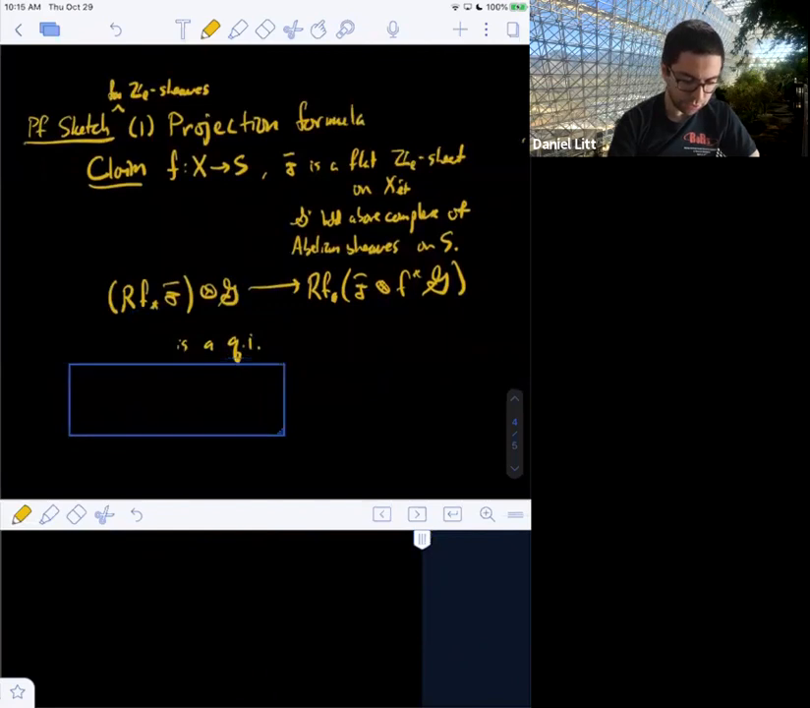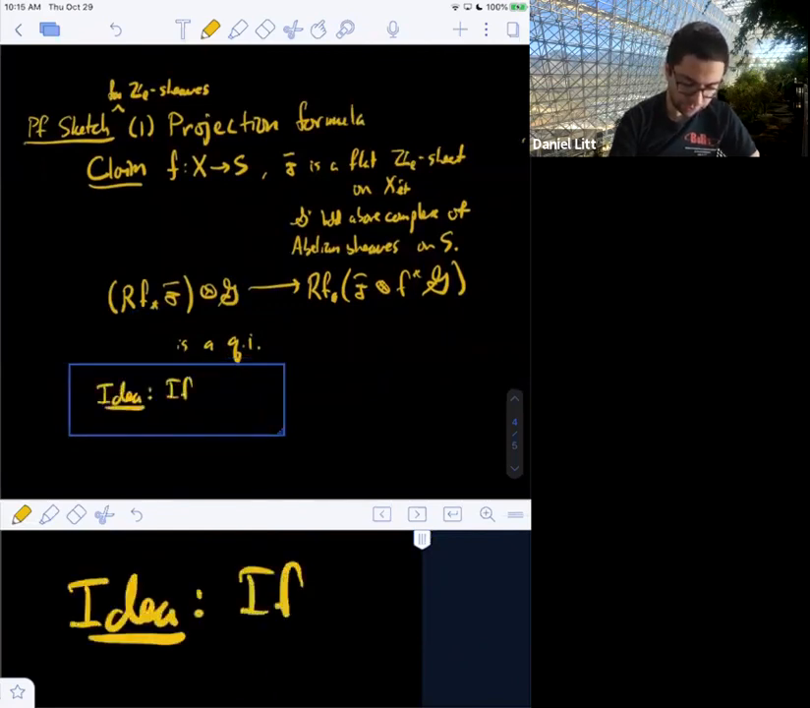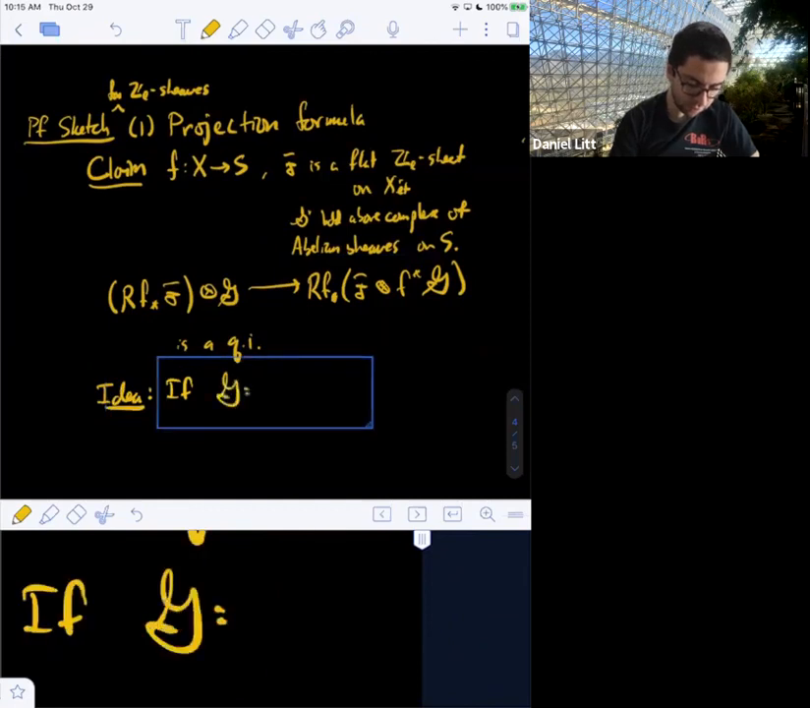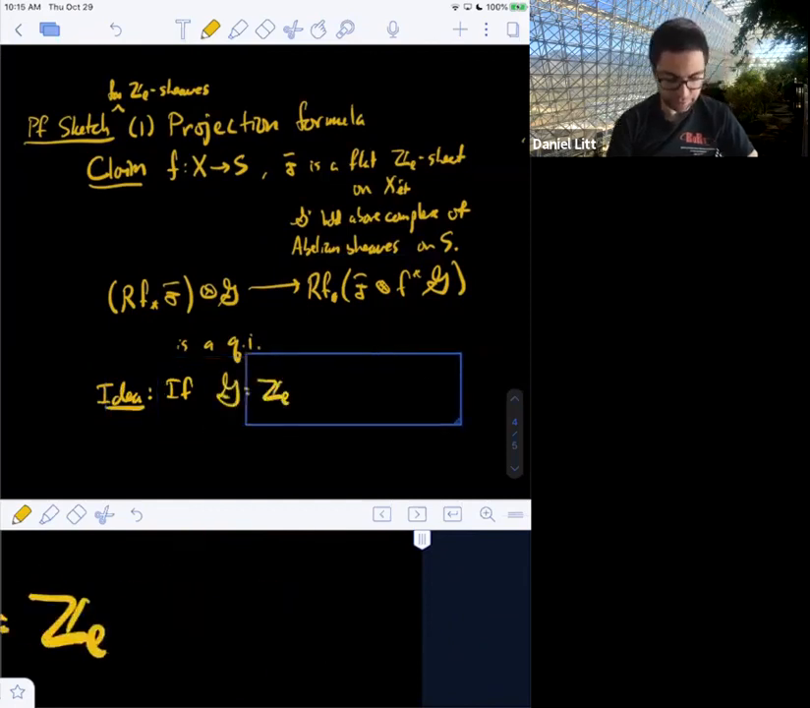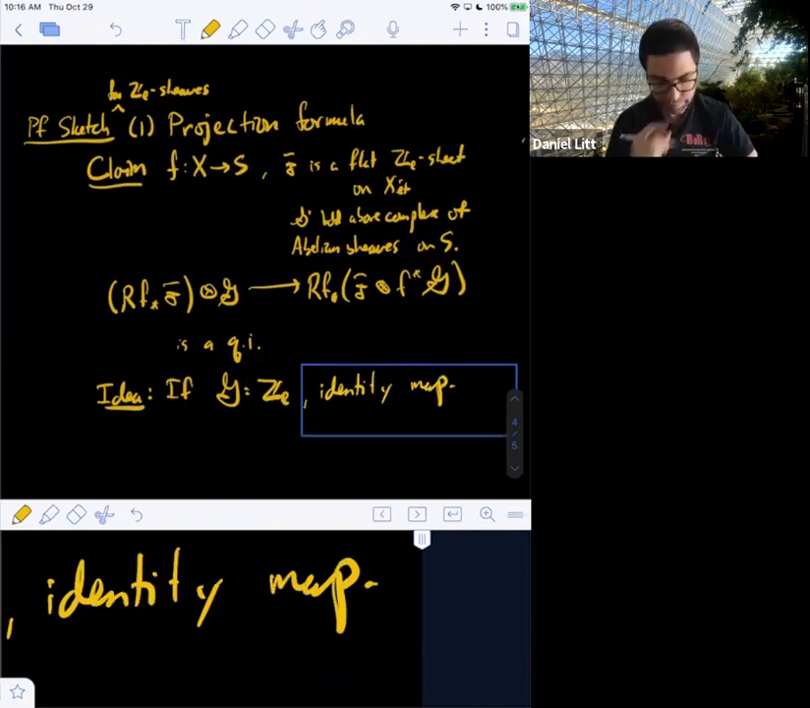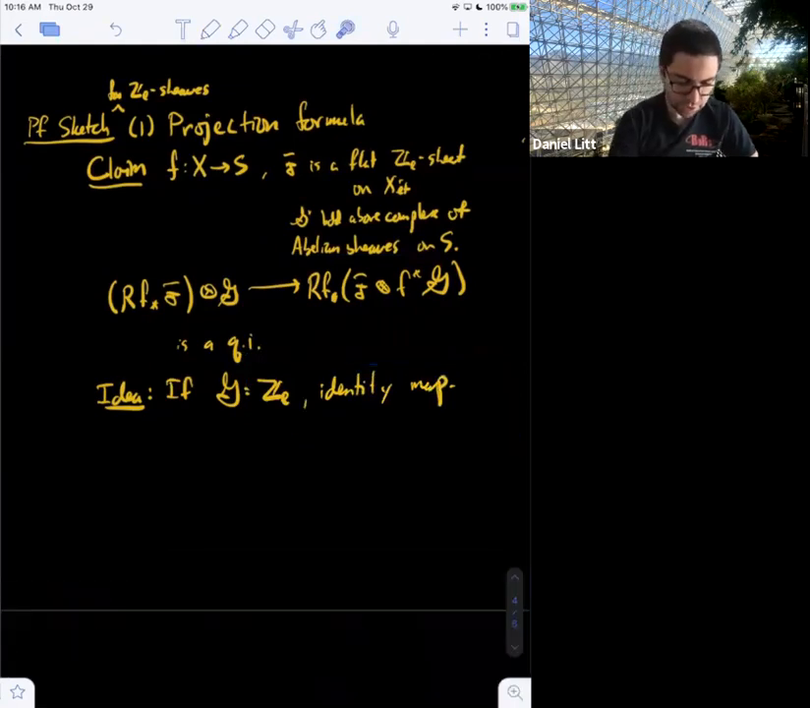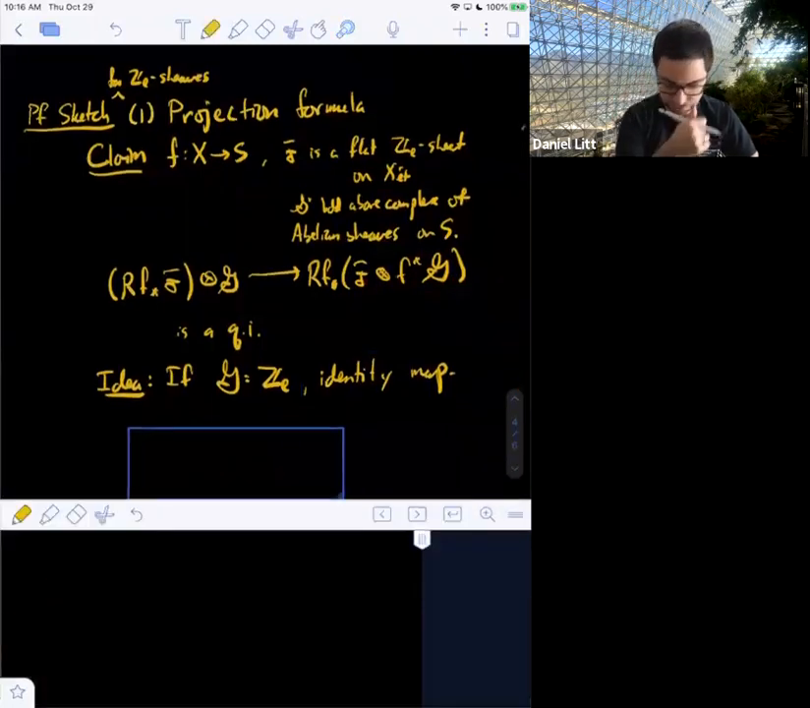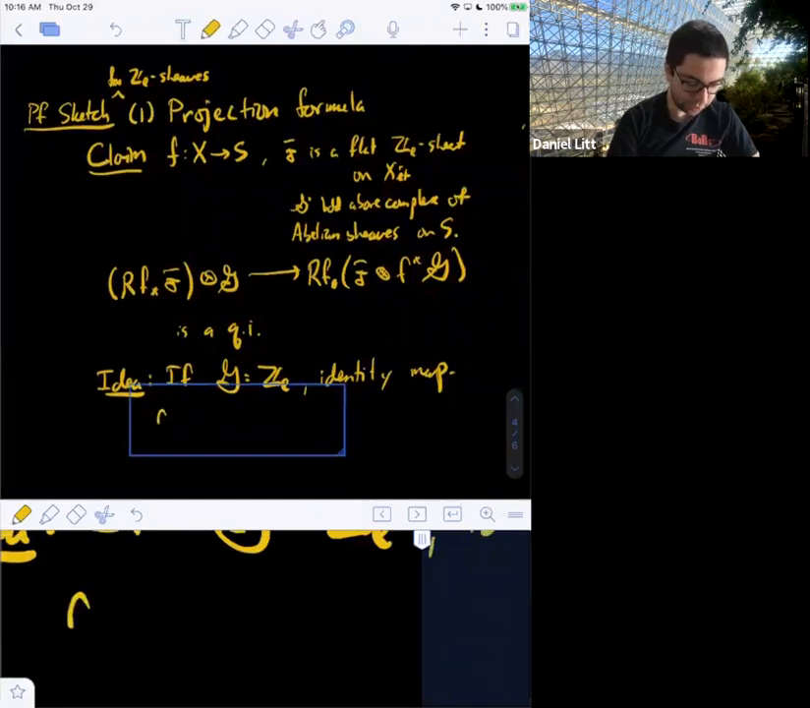Okay, so what's the idea of this? So if G is just Z_L, well, then this is the identity map. Right, so if G is just Z_L, what is this? Well, this is Rf lower star of F, and this is Z_L, so this is also Rf lower star of F, right? And now there's a series of reductions, but the idea is to reduce to this case.